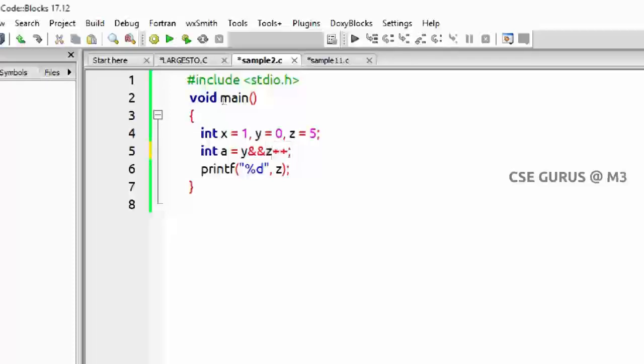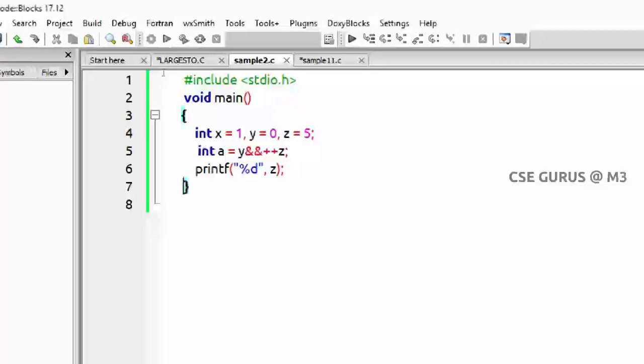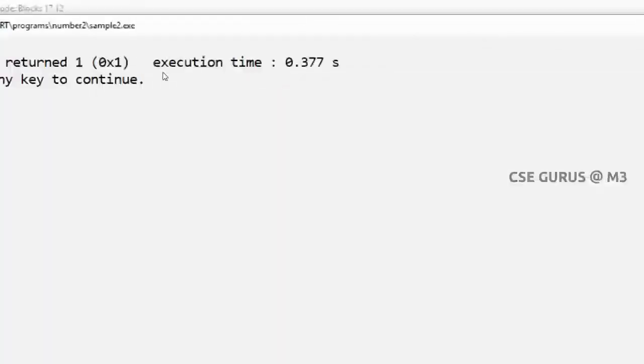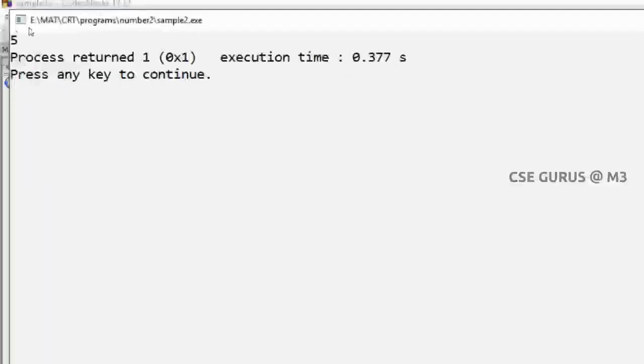Even if you take plus plus z also, I'll take plus plus z anyway. Let me see. So the z value is 5 only. You observe what the z value is if I ask you. Yeah, you can see the output, that is 5, right?